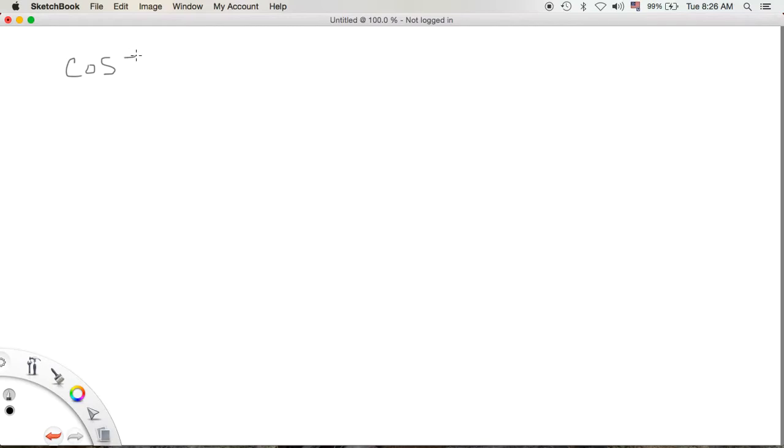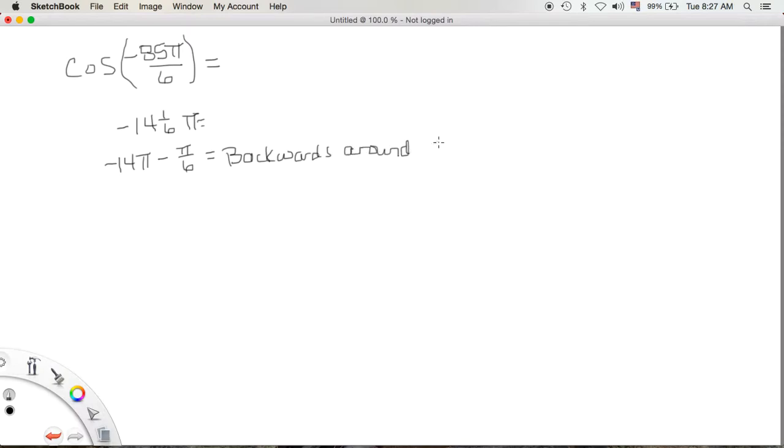What if I have the cosine of negative 85 pi over 6? Well, what's that equal to? So let's think about this. What is that in mixed numbers? That's negative 14 1/6 pi. So that's negative 14 pi minus pi over 6, right? So what does that mean? That means we went backwards around the circle, because remember, the negative tells us we're going clockwise instead of counterclockwise. How many times? Right, 7 times.